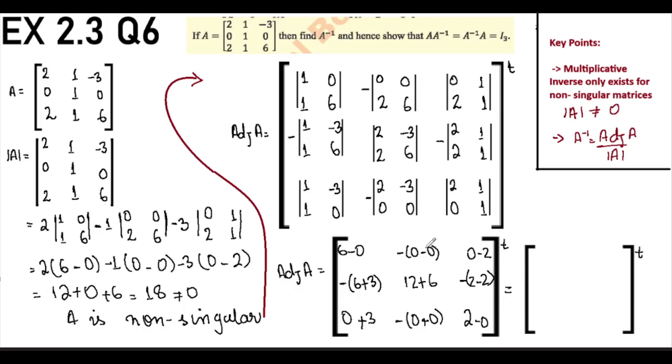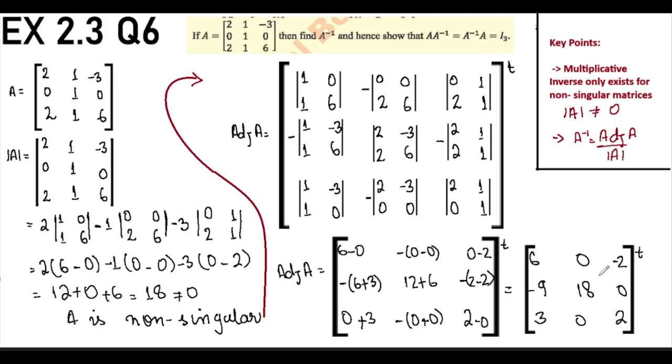transpose. Okay, 6 minus 0 is 6, 0 minus 0 is 0, 0 minus 2 is minus 2, 6 plus 3 is 9, minus 9, and then 12 plus 6 is 18, 2 minus 2 is 0, 0 plus 3 is 3, 0, and 2 minus 0 is 2.